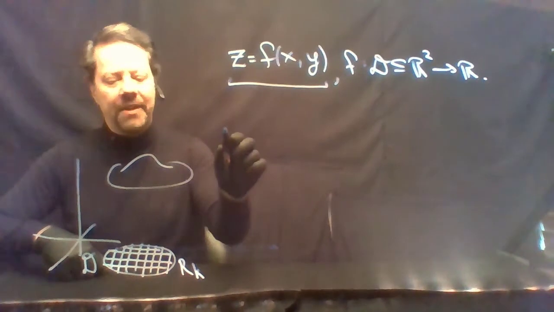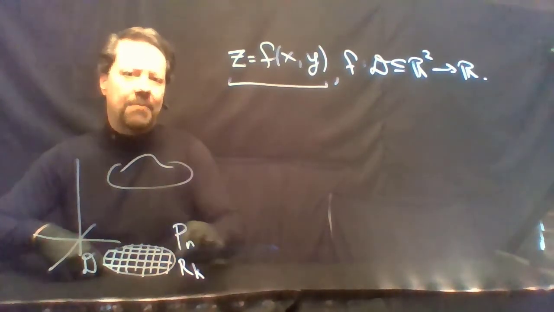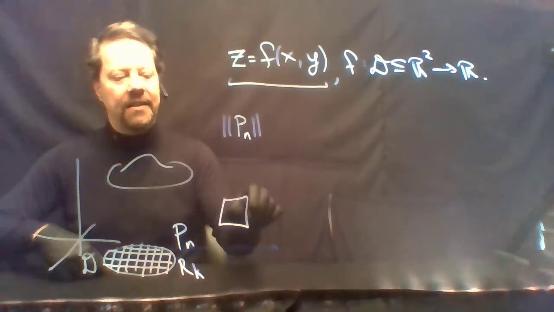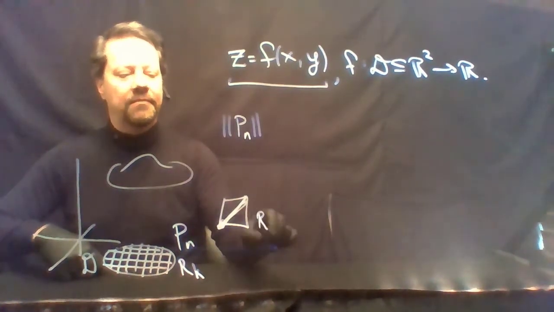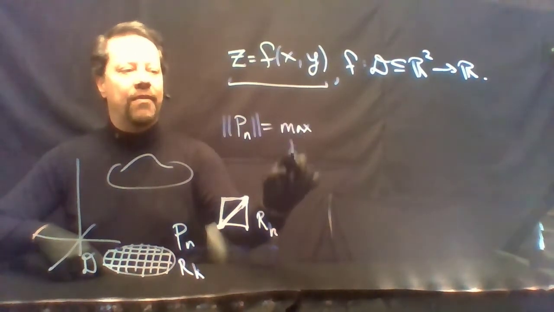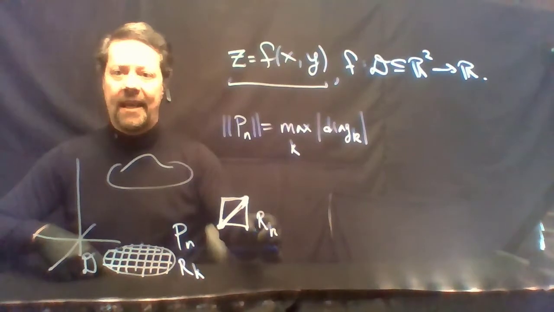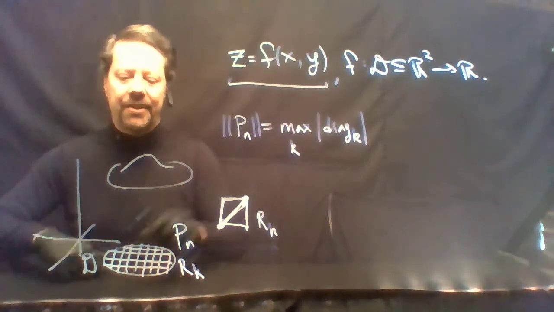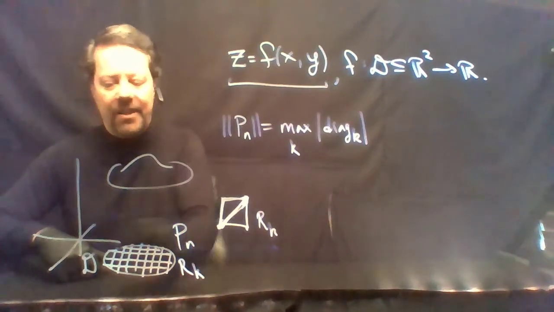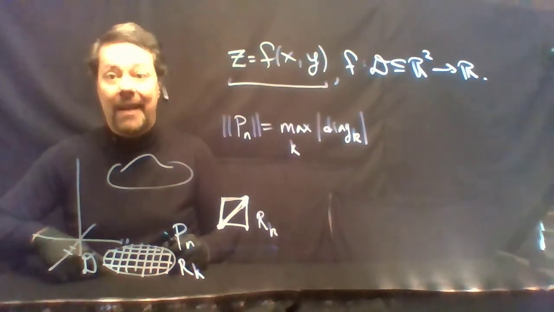Now, how do we determine the partition size? We have a partition, which is going to be this slicing up of the domain. The norm of the partition: for each of those little r sub k's, we have a diagonal. It's going to be the maximum over all the different k's of these diagonals on that r sub k. That's going to determine the size of the partition. By sending the maximum diagonal length to 0, we cause not only the change in the x direction to go to 0, but also the change in the y direction to go to 0 at the same time.